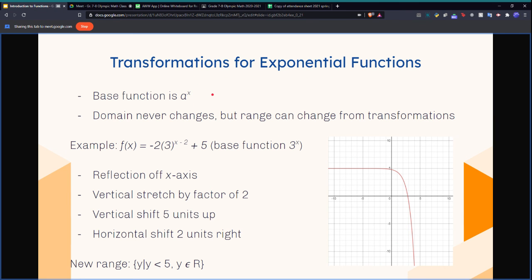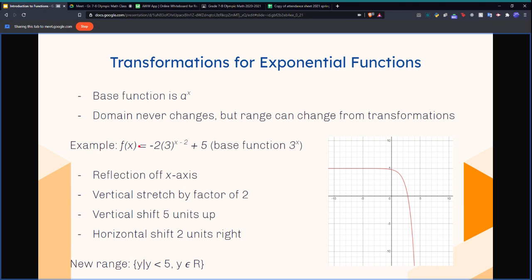Now let's look at transformations for exponential functions. So your base function will look like a to exponent x. So a would change depending on what your base is, right? A is your base. So the domain for exponential functions would never change, but the range can change from transformations.